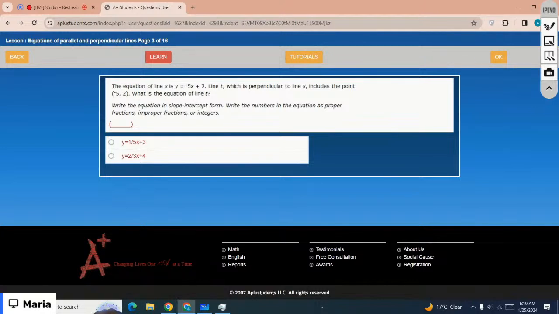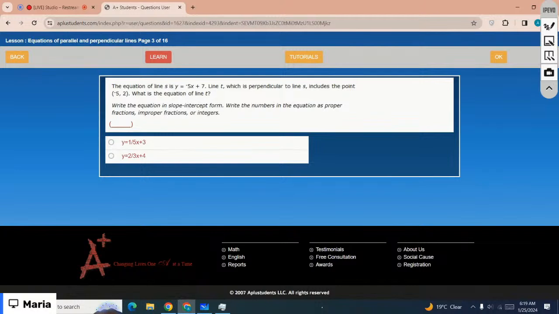The equation of the line S is y equals negative 5x plus 7. Line T is perpendicular to line S. So that means line T and line S are perpendicular lines, and they include the point negative 5, 2. What is the equation of line T? Since the lines are perpendicular, their slopes are negative reciprocals.